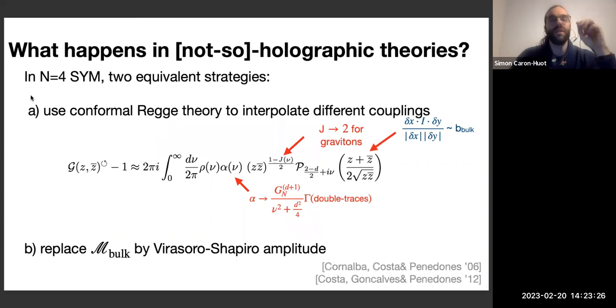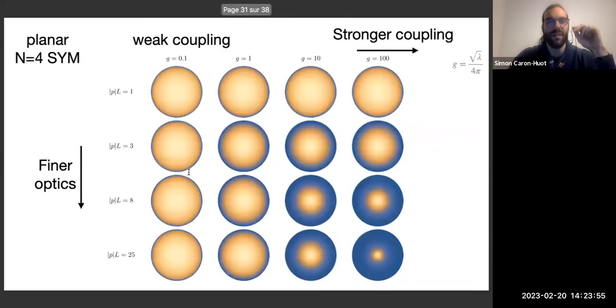One thing you can do, for example, if the coupling is strong, is replace this bulk amplitude by a Virasoro-Shapiro amplitude to account for stringy effects. Something else you could do is consider a gauge theory at weak coupling, and then use formulas from conformal Regge theory to tell you what the correlator looks like. I have one more slide about formulas on this, but I'll just show you the plots and come back to this. So what you see looks like this.